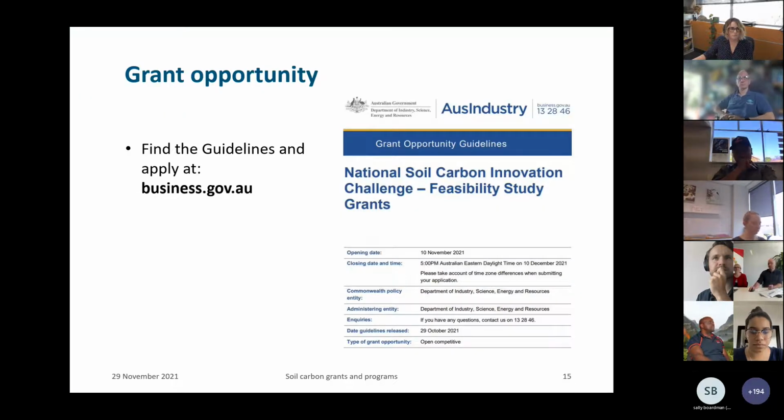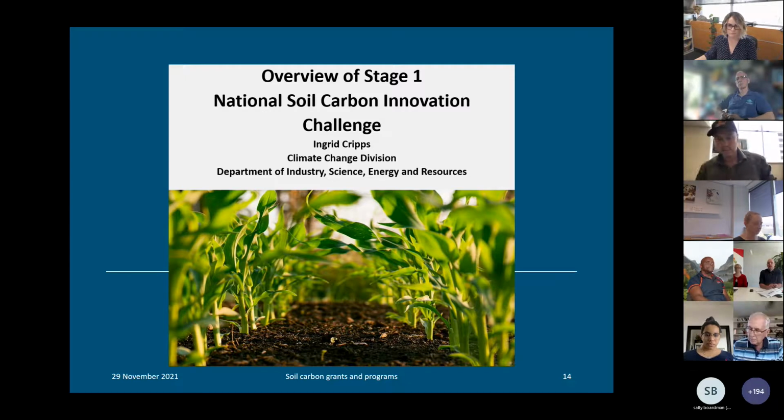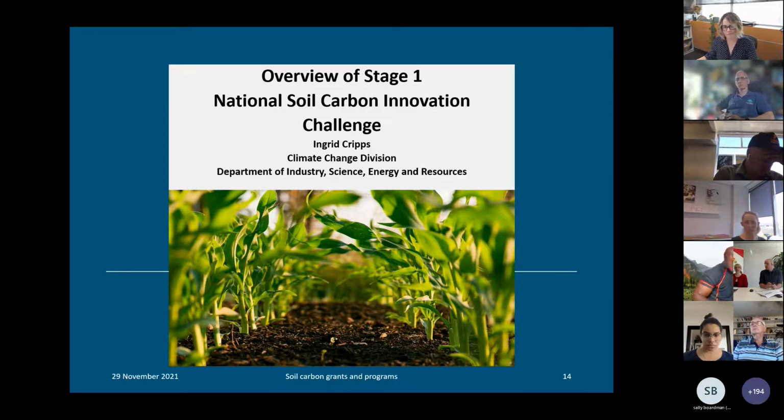So as outlined by Paul, the government has committed $50 million to support the development and advancement of lower cost accurate soil carbon measurement technologies through the National Soil Carbon Innovation Challenge. We've been working closely with our colleagues at AusIndustry to deliver the program. We are responsible for the policy settings, while AusIndustry is responsible for delivering the grant process in collaboration with us. They are also online today and should be able to help with any technical grant system and process questions.